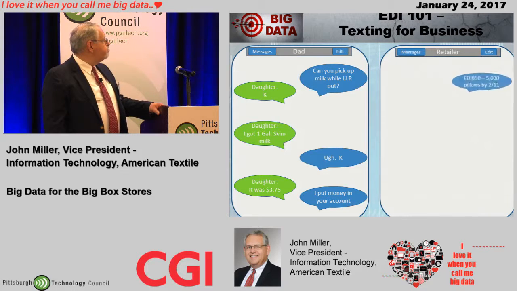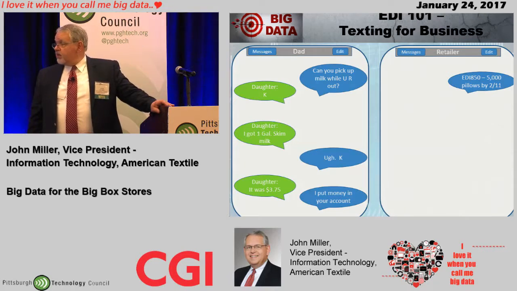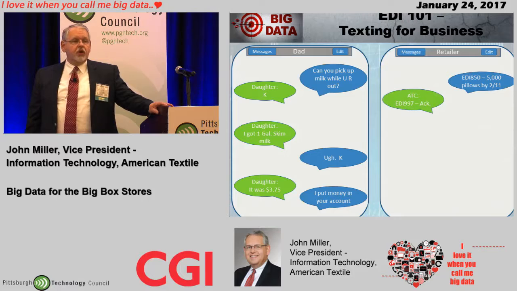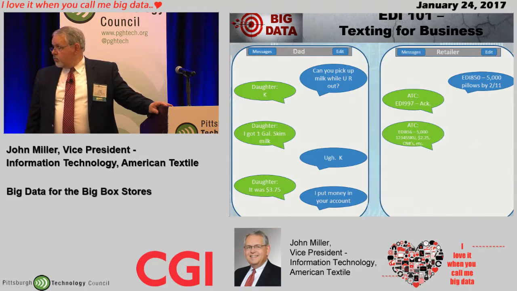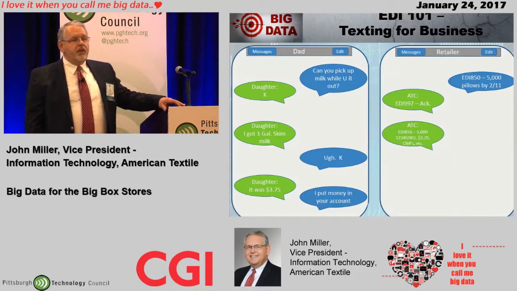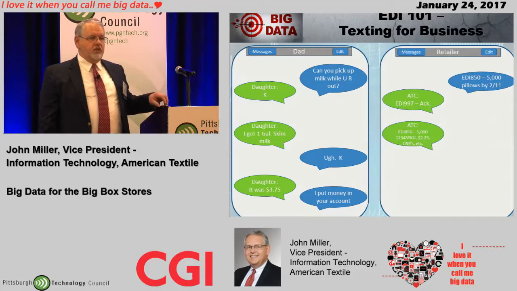In business, we will get an EDI record called an 850, which is a sales order, and they'll tell us we want to buy 5,000 of something that you sell, here we'll say pillows, and ship it by 2/11. We will send them back an EDI 997 or acknowledgement, basically K, and then we will send them an 856, which is an advanced ship notification that basically says we sent these cartons to you on this date at this time, and here's what's in them.